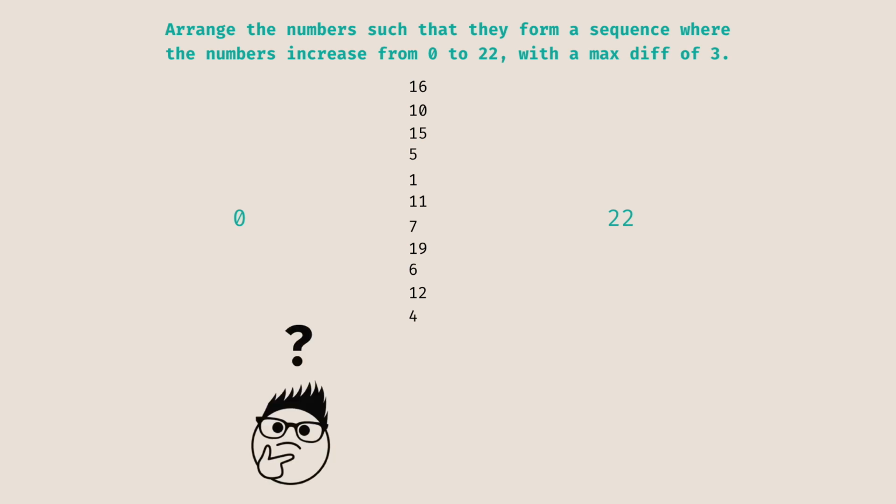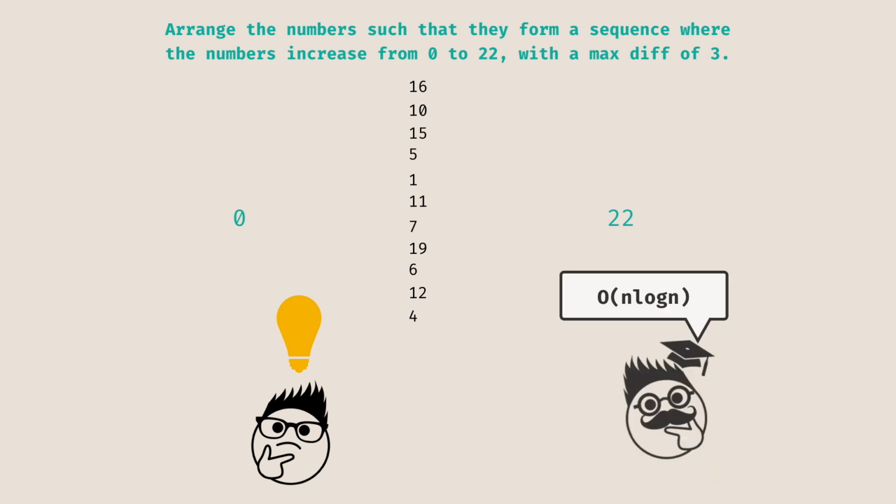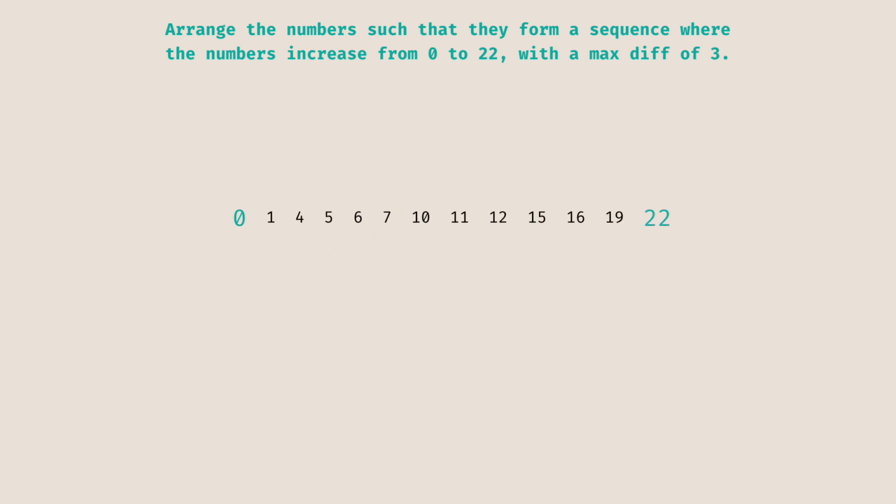So how can I start attacking this one? Well, I think it's pretty straightforward. If they're saying that there is such an ordering that goes from 0 to 22 with the max difference of 3, one way I can get that ordering is to just sort these numbers. And that would be fairly efficient, running in just n log n time. And so if I just sort these up, I end up with something like this.